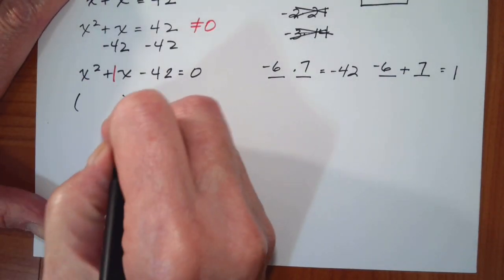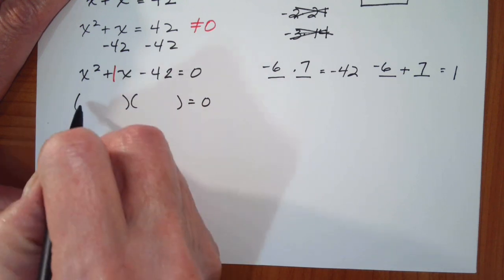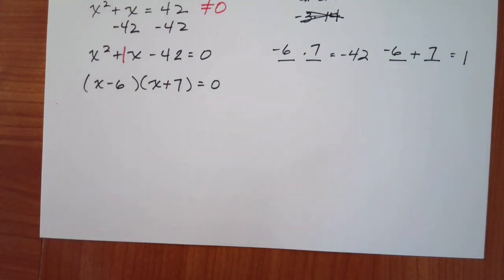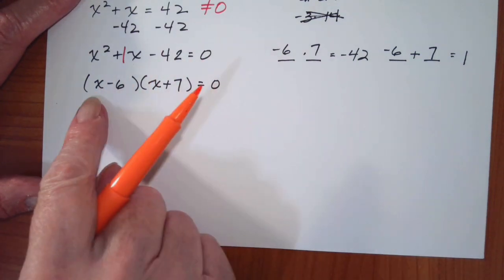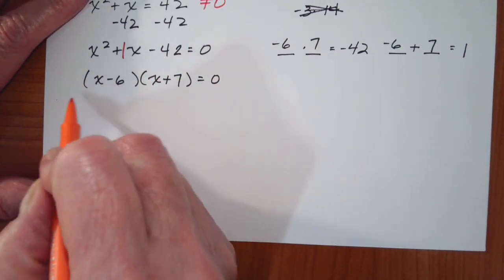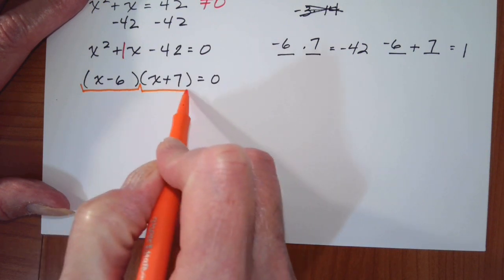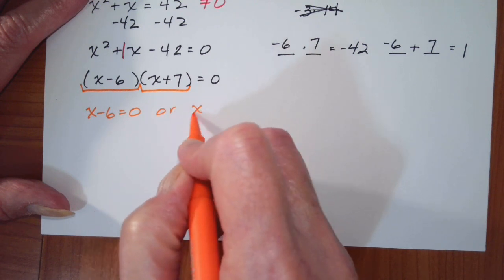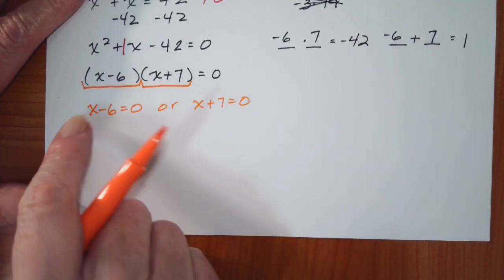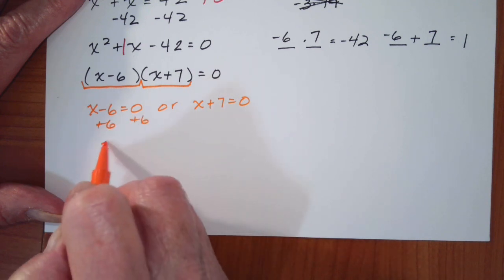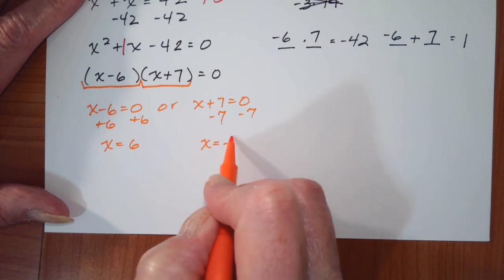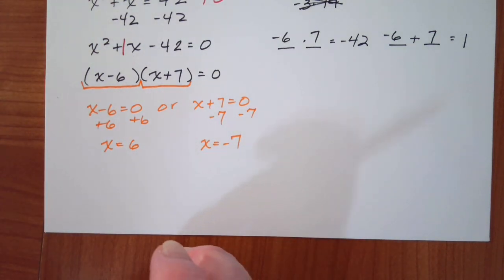So that means I can factor this into x minus 6 times x plus 7 is equal to 0. Okay, so from here, now I can use the principle of zero products. So I know if this times this equals 0, then x minus 6 is 0, or x plus 7 is equal to 0. Here, if I add 6 to both sides, I get x equals 6. If I subtract 7 here, I get x is equal to negative 7. So those are my 2 answers.